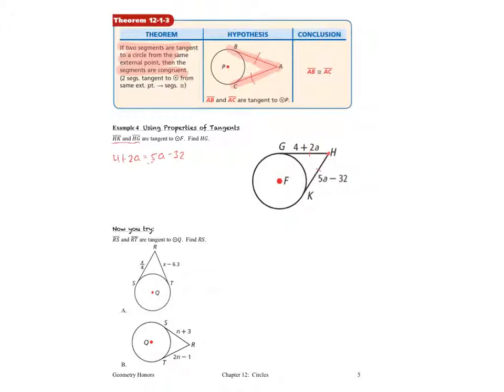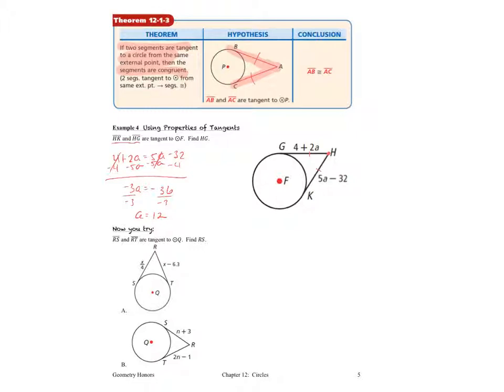Solve, so you can subtract. Depends on how you want to do it. There's a few different ways. I'm doing my subtracting at the same time. So I get -3a equals -36. Divide both sides by -3, so a is 12.